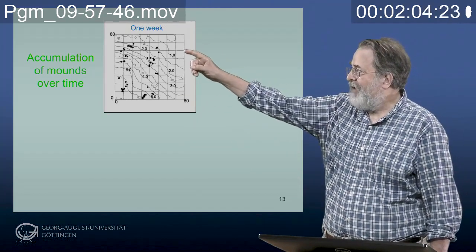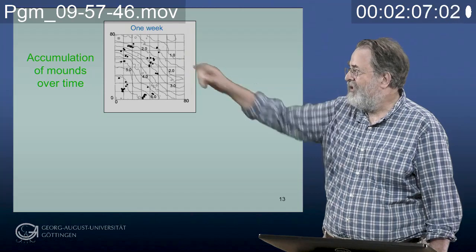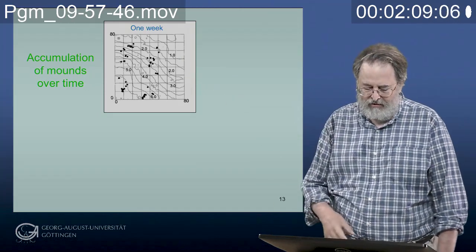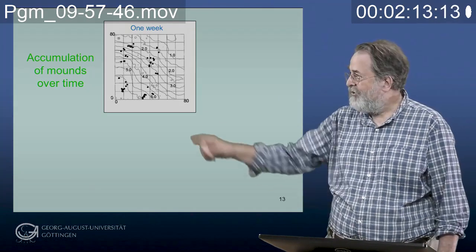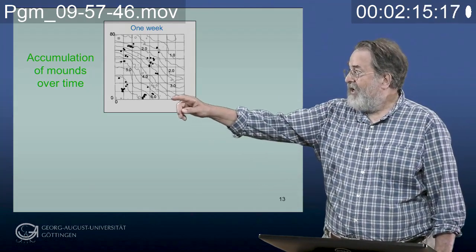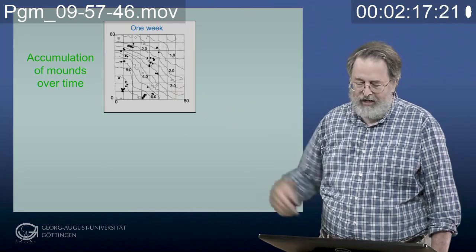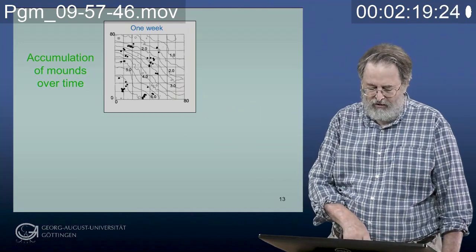Here we have a map showing the first week during the growing season in our plot, and we can see that a number of mounds have been produced. Just eyeballing it, I would say there are about 40 mounds here that are revealed once the snow melts off.